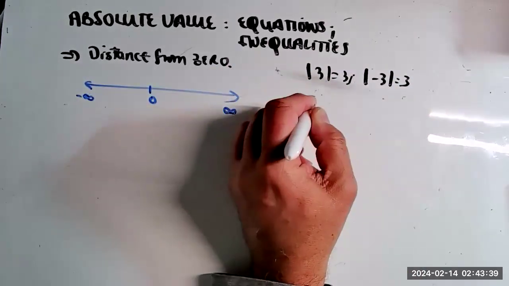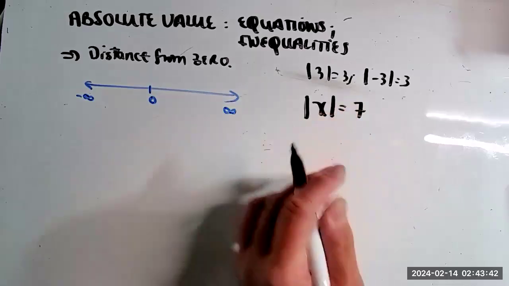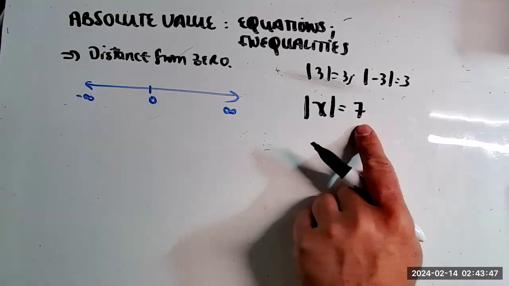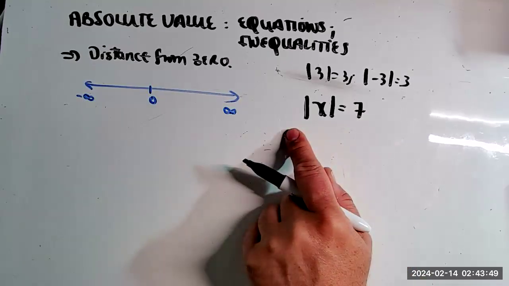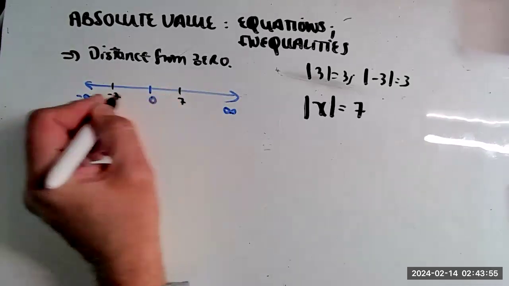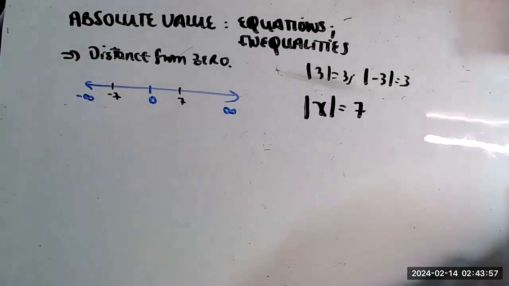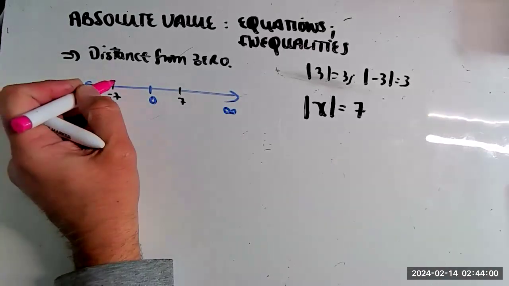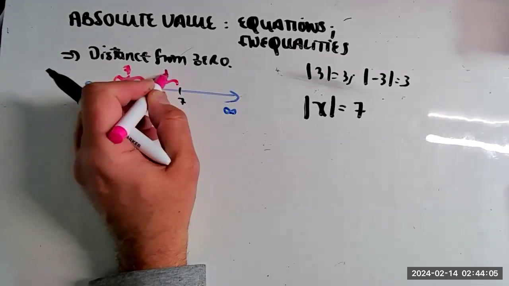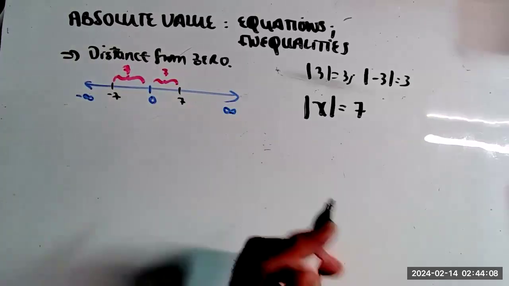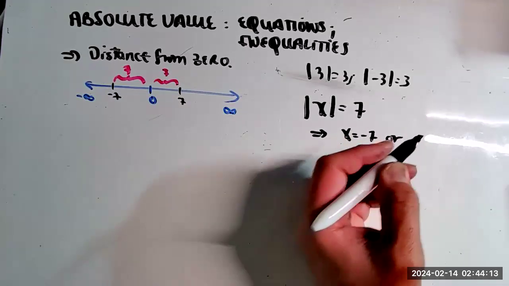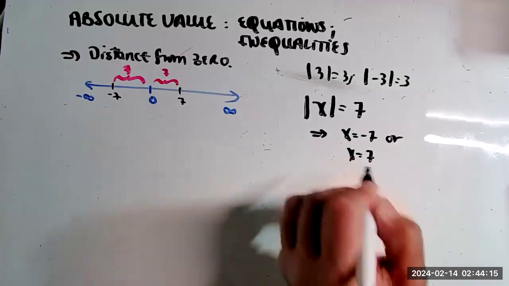What about the reverse? If I have absolute value of x equals 7, what are we asking? Which number or numbers are 7 units away from 0? Of course, those numbers will be obviously negative 7 and 7. Negative 7 is 7 units away from 0. The number 7 is also 7 units away from 0. So in this case, we have two answers: x equals negative 7 or x equals 7.